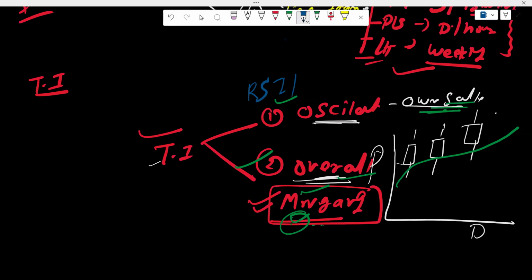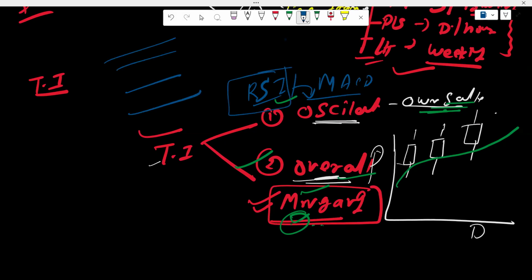RSI and MACD are oscillators, because RSI has its own scale: 30, 70, remember? We'll discuss this also. 0, 30, 70 and 100. It has its own scale, so we cannot draw RSI on the price chart. And MACD also has its own scale. That's why it is an oscillating indicator.